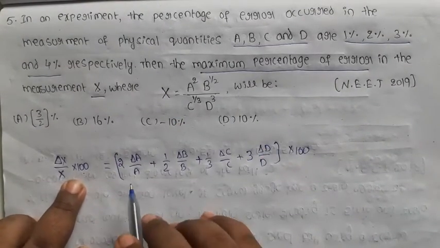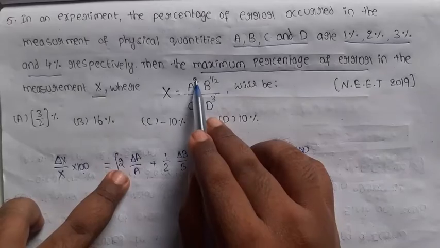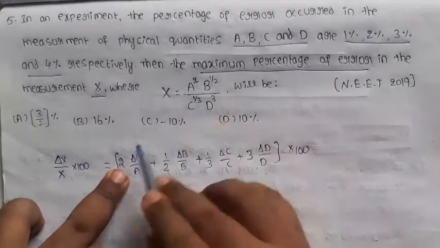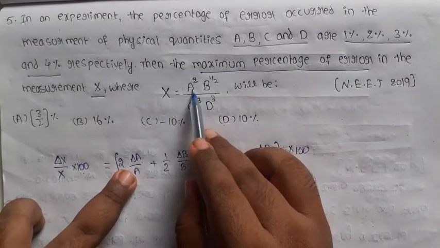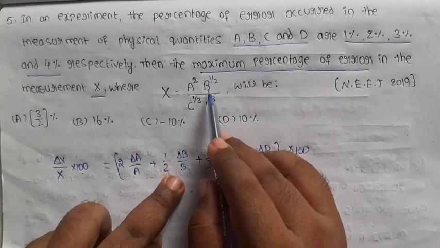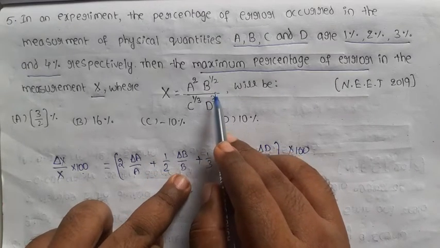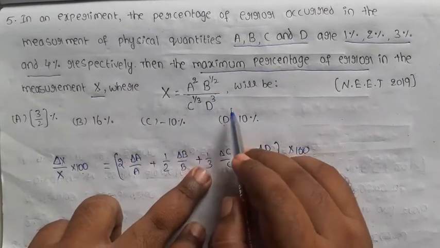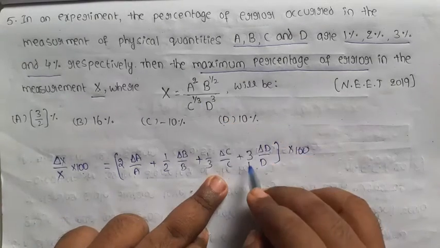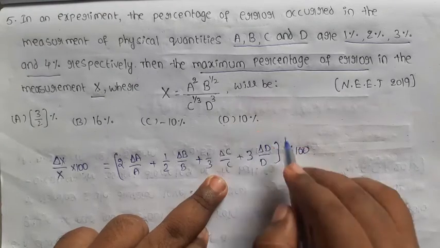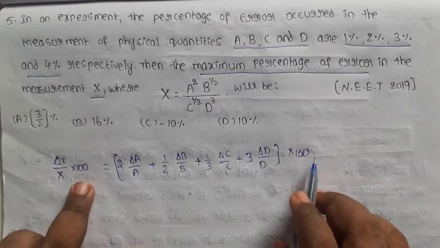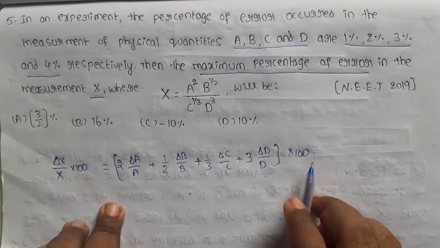Delta X by X equals: A to the power of 2, we can write it as the percentage error like that, power 2 into the percentage error delta A by A; next B to the power 1 by 2 into the percentage error delta B by B; next C to the power of 1 by 3 into delta C by C, the percentage error, plus D to the power of 3, meaning 3 into the percentage error delta D by D into 100. If you want to find the percentage error, multiply with 100. That is the percentage error.